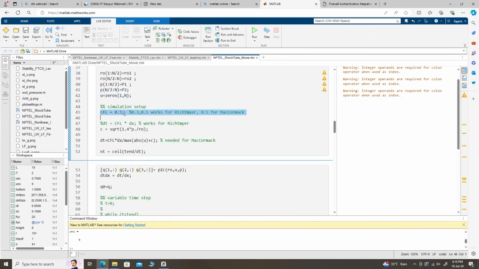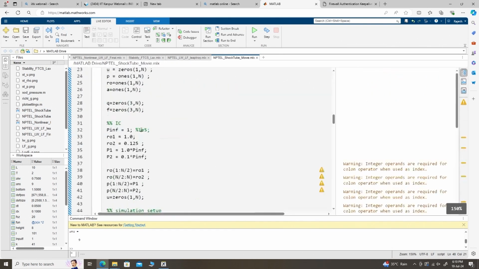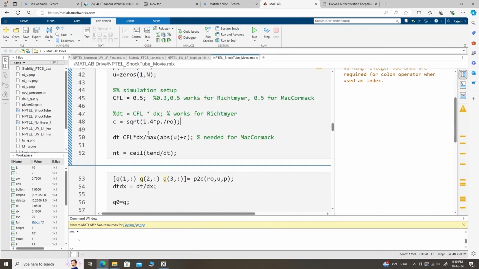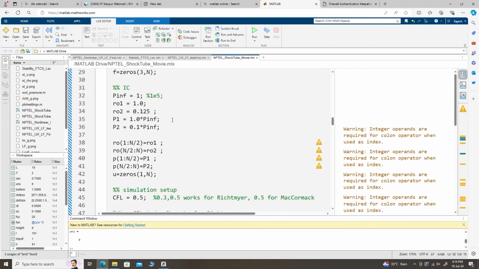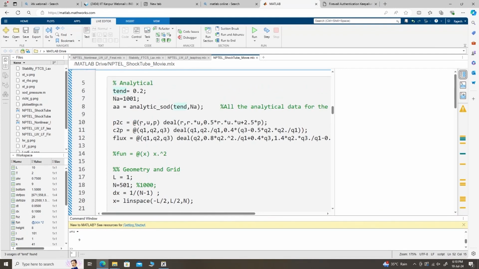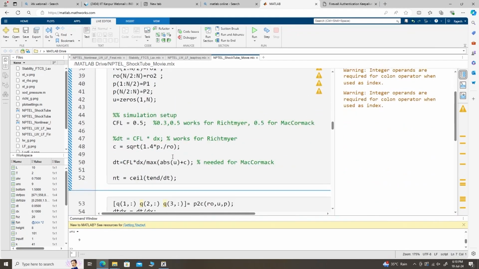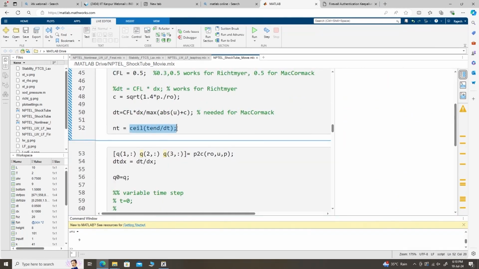I am using a CFL of 0.5, and I have calculated the speed of sound, square root of gamma p by rho. You can see it better probably. And dt is calculated as CFL into dx divided by the maximum of absolute u plus c. And I calculate the number of time steps. How many time steps do I need if I have this t end, which is basically 0.1 second, I want to get it at 0.2 second. So, how many time steps do I need.